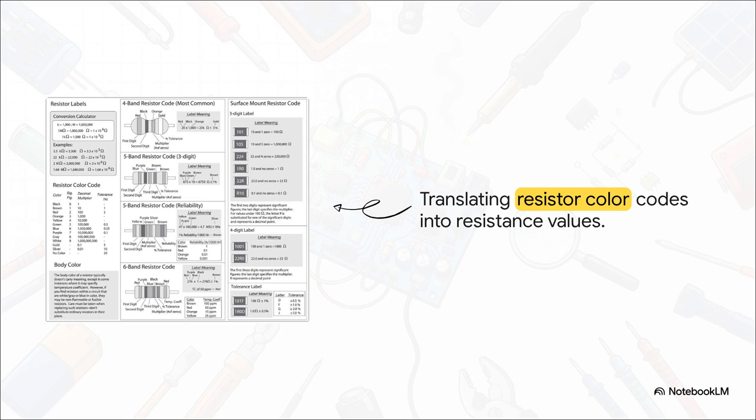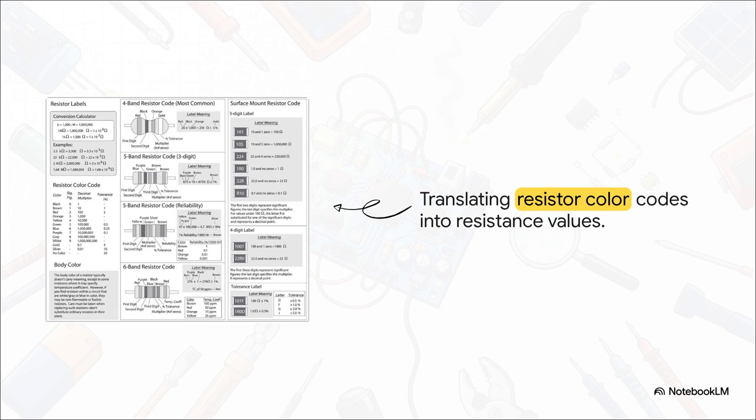You're going to commonly see a 4-band color code on these little guys. The rules are actually pretty simple once you get the hang of it. The first 2 bands give you the significant digits, the third acts as a multiplier, and that 4th band tells you the tolerance, which is just a fancy way of saying how precise that resistor actually is.